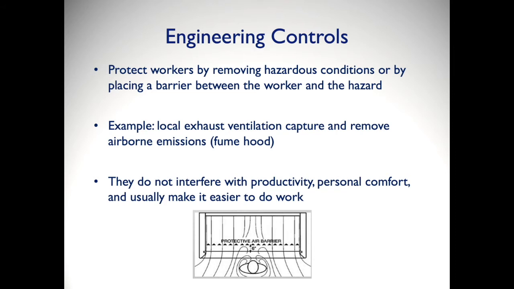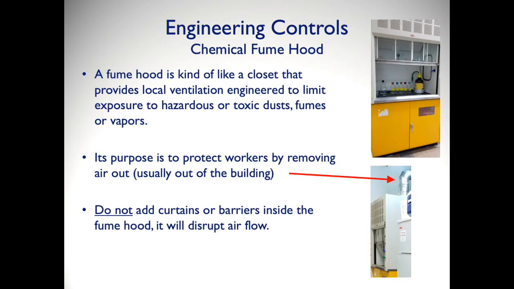Engineering controls protect workers by removing hazardous conditions or by placing a barrier between the worker and the hazard. The easiest example of this is a fume hood, which locally removes airborne emissions in the laboratory. They do not interfere with productivity or personal comfort, and usually make it easier to do work. A fume hood is kind of like a closet that provides local ventilation engineered to limit exposure to hazardous or toxic dust, fumes, or vapors.